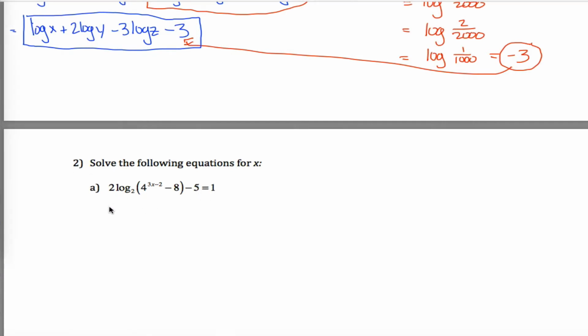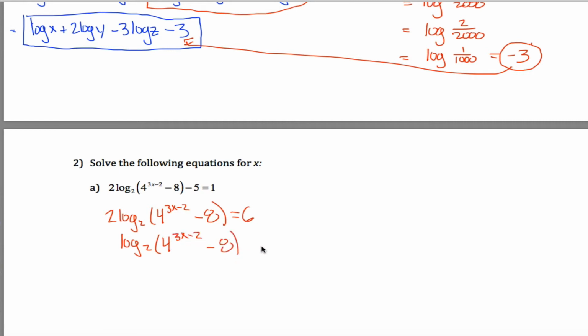First, add 5 to both sides. 2 log base 2 of 4 to the 3x minus 2 power minus 8 is equal to 6. Divide by 2. Log base 2 of 4 to the 3x minus 2 power minus 8 is equal to 3.